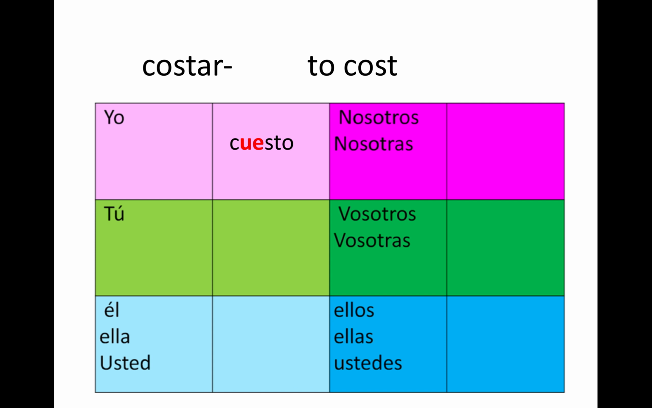Costar, to cost. Cuesto, cuestas, cuesta. Costamos, costáis, and cuestan. Really though, you're only probably going to use these bottom 2 for costar because things cost money, right? So this would be it costs, and this would be they cost. So if you want to say that the book costs a certain amount of money, el libro cuesta, and then whatever currency you're using, dollars or euros or pesos. If you want to say that something plural costs, like books, los libros cuestan 10 pesos or something along those lines.